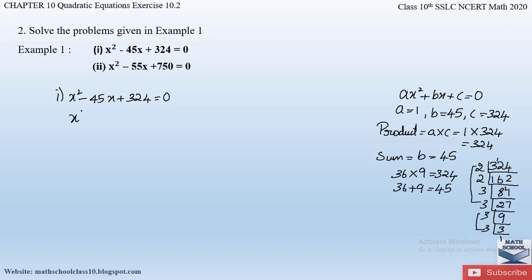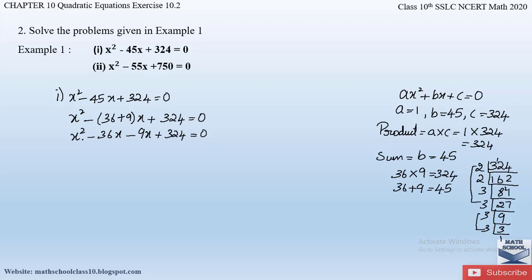So this will be x square minus (36 plus 9) into x plus 324 is equal to 0. Now the signs will be the same as they are. Whatever the sign is there, we have to put the same signs. Now let us open the brackets. So x square minus 36x, minus into plus will be minus 9x plus 324 is equal to 0.